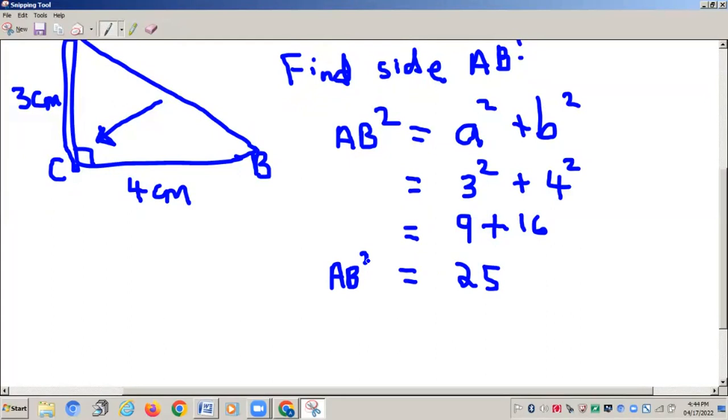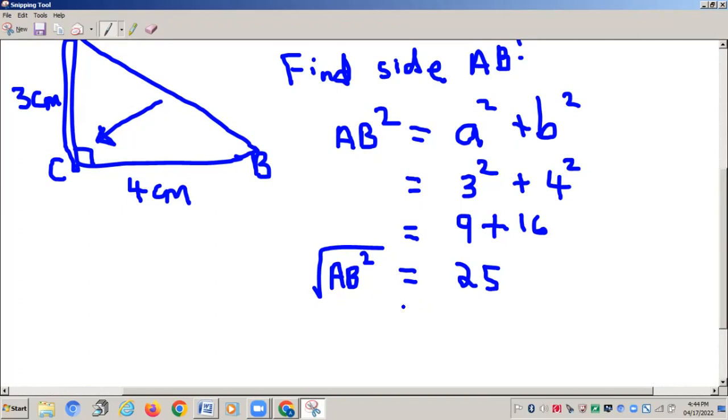So therefore, a squared plus b squared is equal to 25, but we don't want AB squared. What we want is AB. So to get rid of the square, we take the square root. Very good, Gabriel. So we square root both sides.